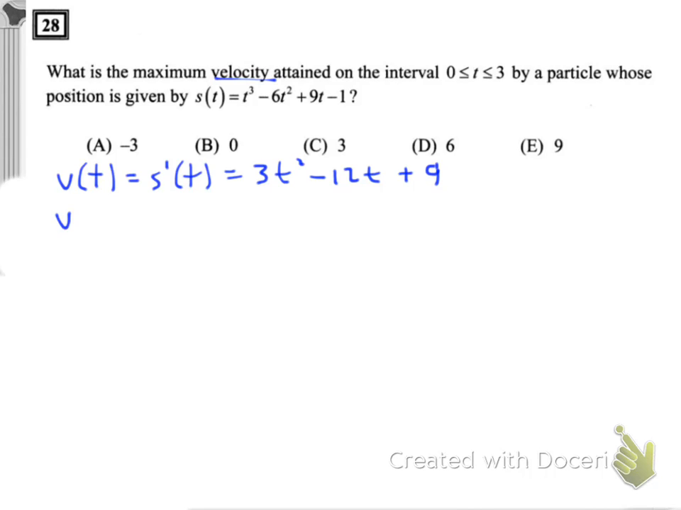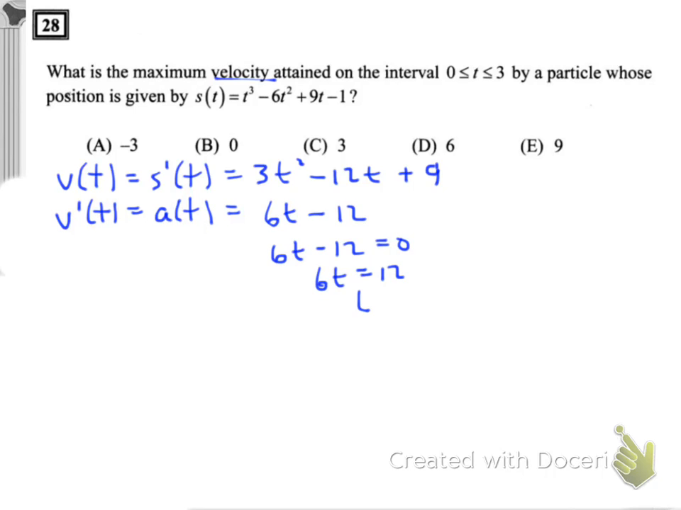then we have to find the derivative of the velocity. Well, the derivative of velocity is the acceleration. Not that that really matters. We can just think of it as the derivative of velocity. The derivative of the velocity then would be 6t minus 12. And then when we set the derivative of the velocity equal to 0, we see that 6t is equal to 12 and t is equal to 2.